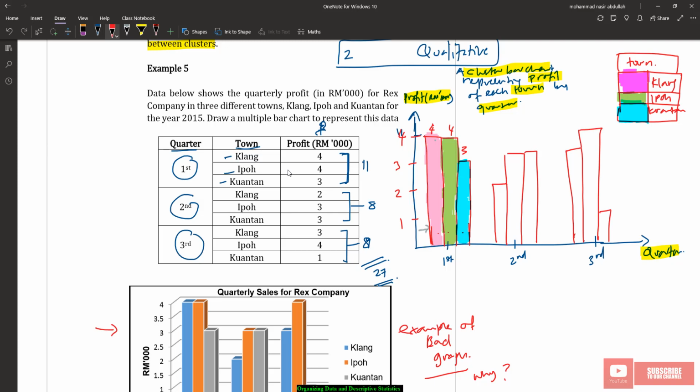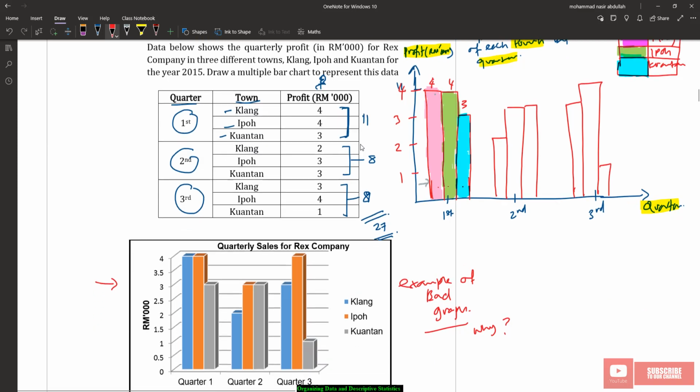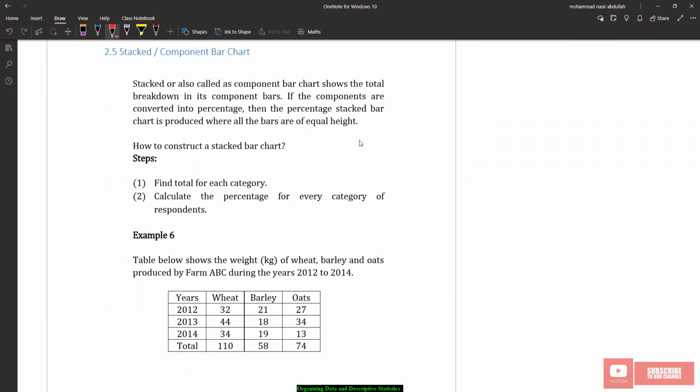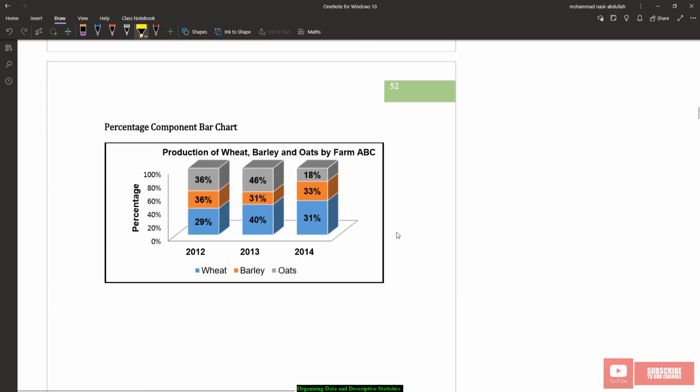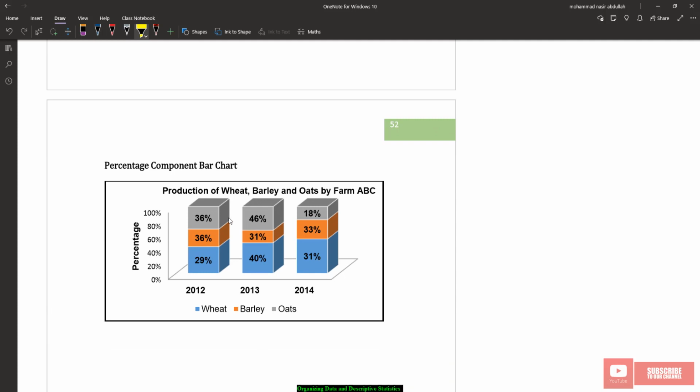Okay, any questions so far before we proceed to stack bar chart? No question, then we move to stack bar chart. Now, stack bar chart is also called a component bar chart. It shows the total breakdown in the component bar. If the components are converted into percentages, then the percentage stack bar chart is produced where all the bars are of equal height. So this is an example of a stack bar chart and a stack bar chart with percentage.